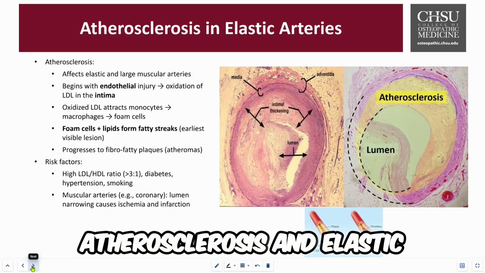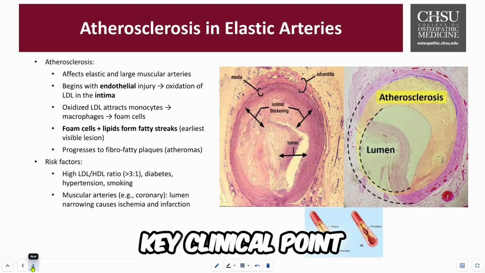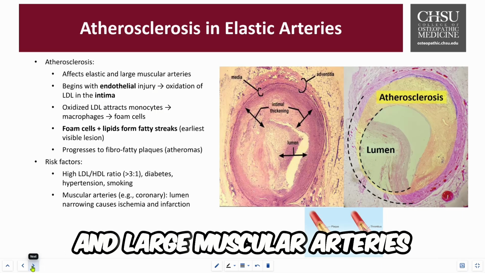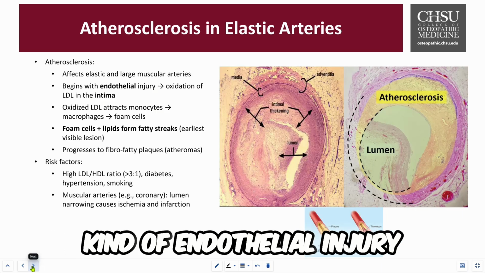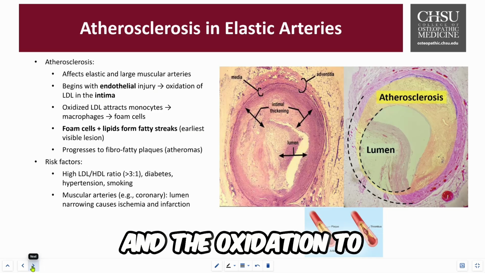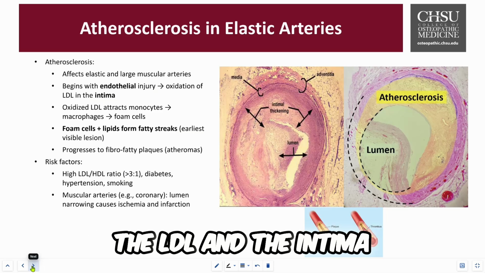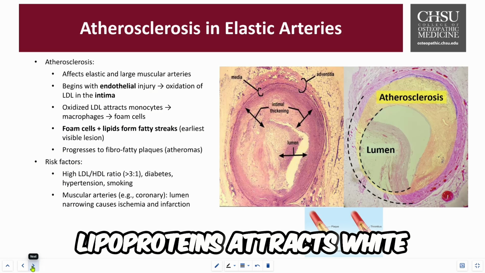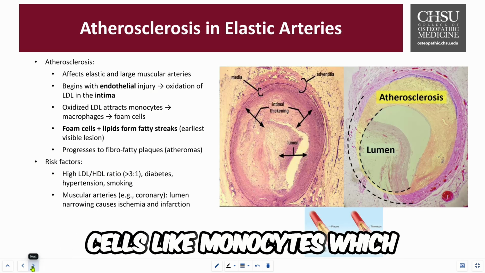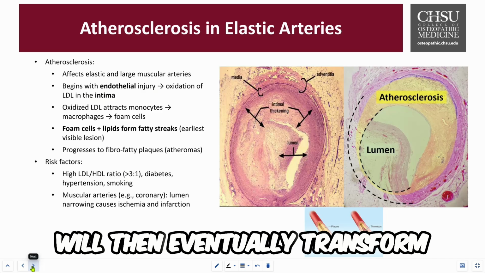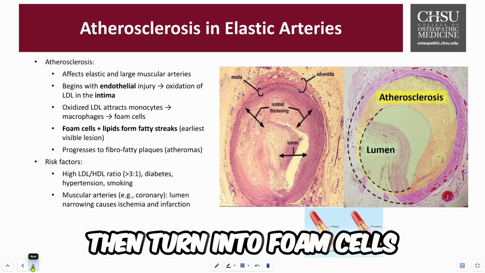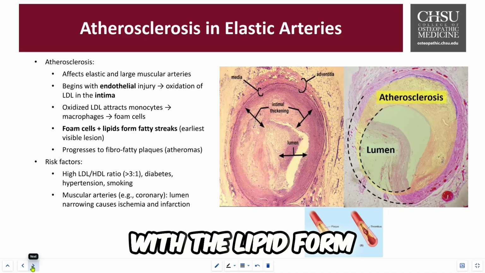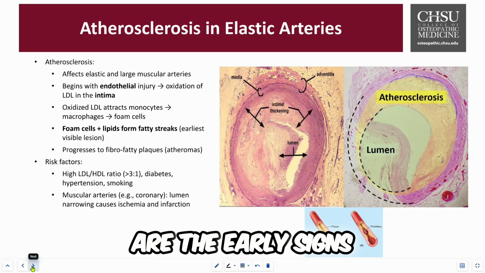Atherosclerosis and elastic arteries. So now for a key clinical point, this condition of atherosclerosis affects elastic and large muscular arteries and begins with any kind of endothelial injury and the oxidation of the LDL in the intima. This oxidized low-density lipoprotein attracts white blood cells like monocytes, which will then eventually transform into macrophages that then turn into foam cells.